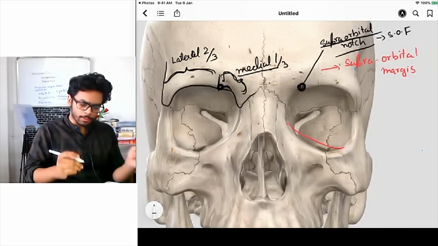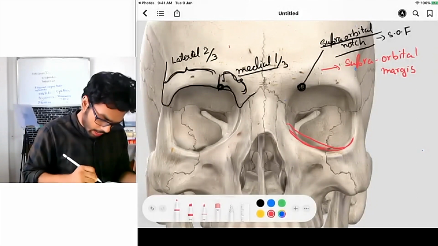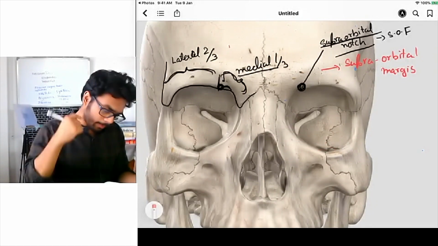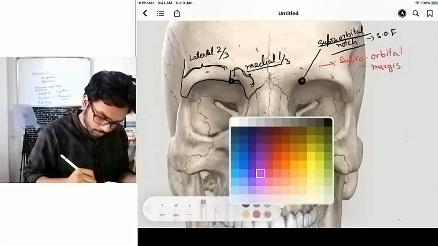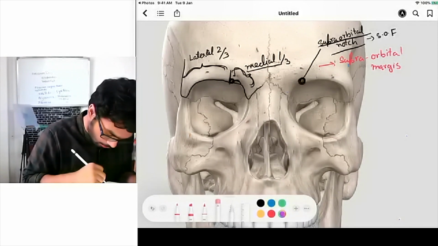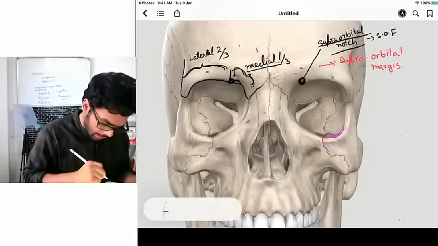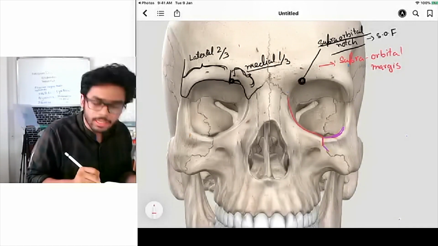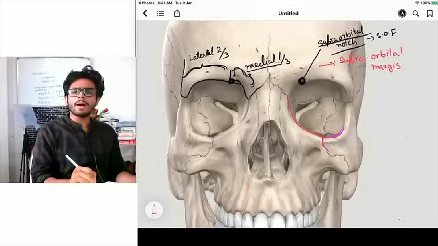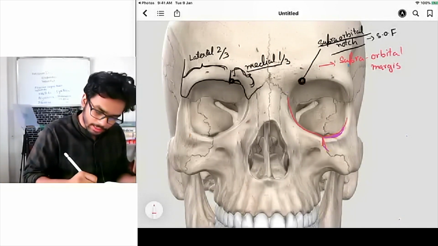Can you see the infraorbital margin here? This is the infraorbital margin, and when you see this structure, it is formed by two bones. First is the zygomatic bone. Here on the lateral side, it is formed by the zygomatic bone. This is the zygomatic bone. Okay, and the medial part is formed by the maxilla. So the infraorbital margin is formed by the zygomatic bone laterally. This is the lateral side.